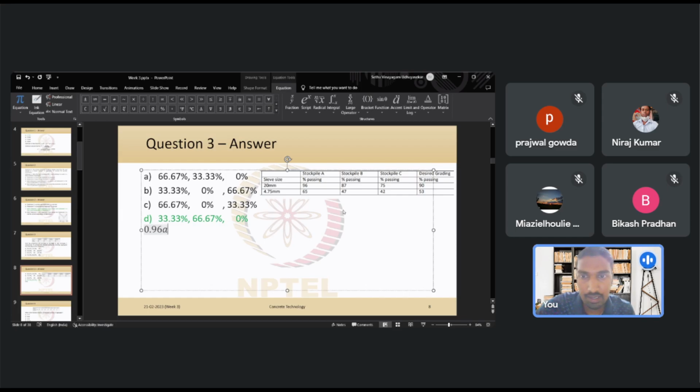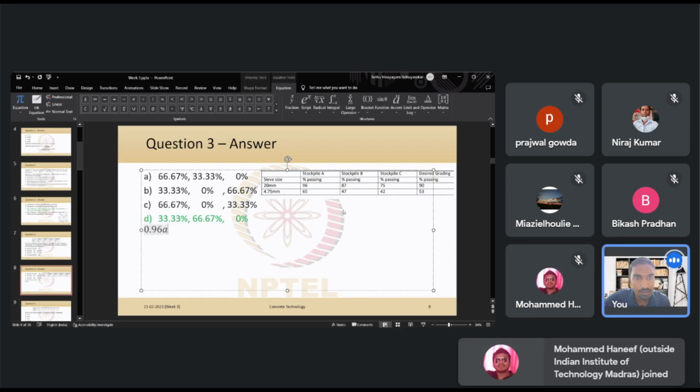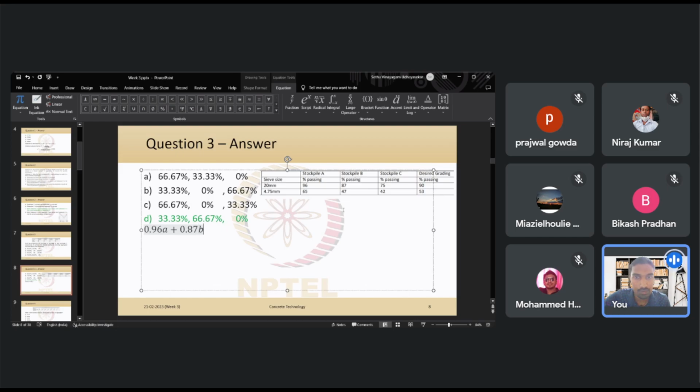So if we take A, then 0.96 A will pass, plus if we take B from stockpile B, then 0.87 B, plus 75% will pass from stockpile C, right? Now this is how much will pass if we take proportions A, B, and C, but we require it to be 90% passing, right? So it should be equal to 0.9 times your total value, which is A plus B plus C. So this is one constraint.